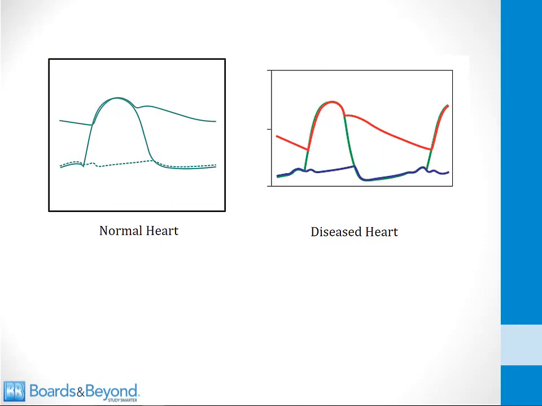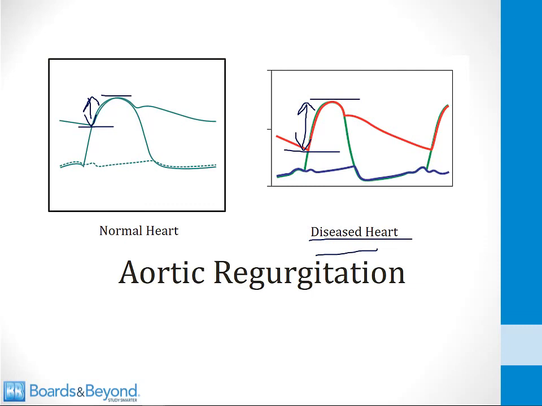And then finally, in this example, we have a diseased heart where the diastolic blood pressure is very, very low relative to the systolic pressure. Notice that normally the difference between diastolic pressure and systolic pressure is relatively narrow. This difference is called the pulse pressure. In this diseased heart, we have a very wide pulse pressure, and that is a classic finding in aortic regurgitation. In aortic regurgitation, in diastole, blood leaks out of the aorta into the left ventricle, so the aortic pressure falls to a very low value, and that widens the pulse pressure.